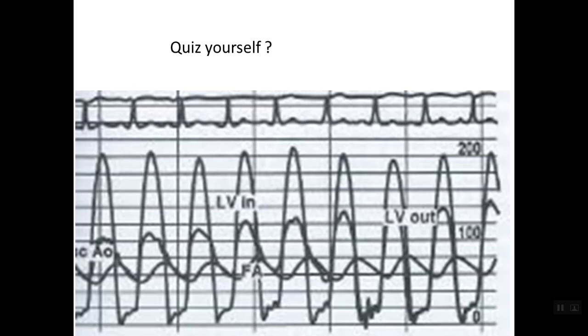Okay. Quiz. There are three pressures here. The left ventricle, and they are simultaneous. Therefore, three transducers and three catheters in the patient. One in the left ventricle, one in the ascending aorta, and one in the femoral artery. Make your diagnosis.